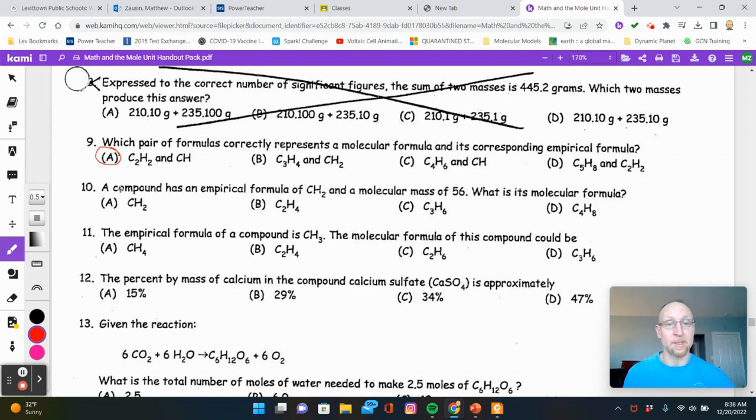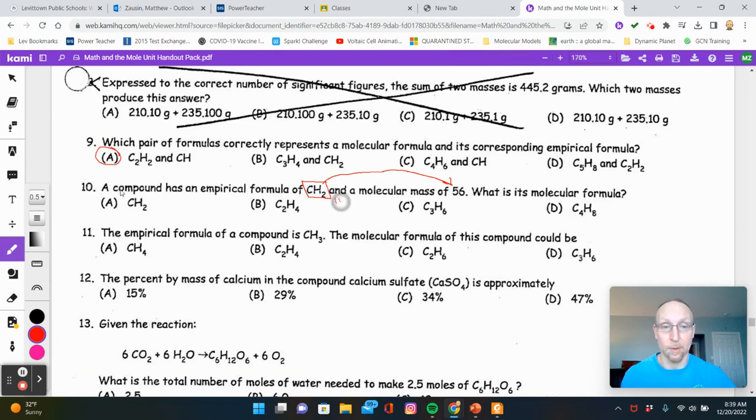Number 10, a compound has an empirical formula of CH2 and a molecular mass of 56. What is the molecular formula? That's the same thing we were doing before. You say, okay, how much does the building block weigh, and how many times does it go into the mass of the whole thing? That's what we multiply our empirical formula by, and then we can figure out the molecular formula.